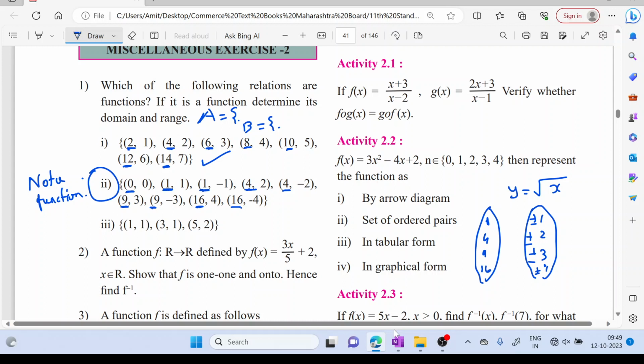Then this one, third one, is it a function? 1, 3 and 5. 1 is coming only one time, 3 is coming only one time, 5 also one time. That means it is a function. इसका domain क्या आएगा? 1, 3, 5, and range is 1 and 2. Range is 1 and 2, the second elements 1 and 2. Is that okay?